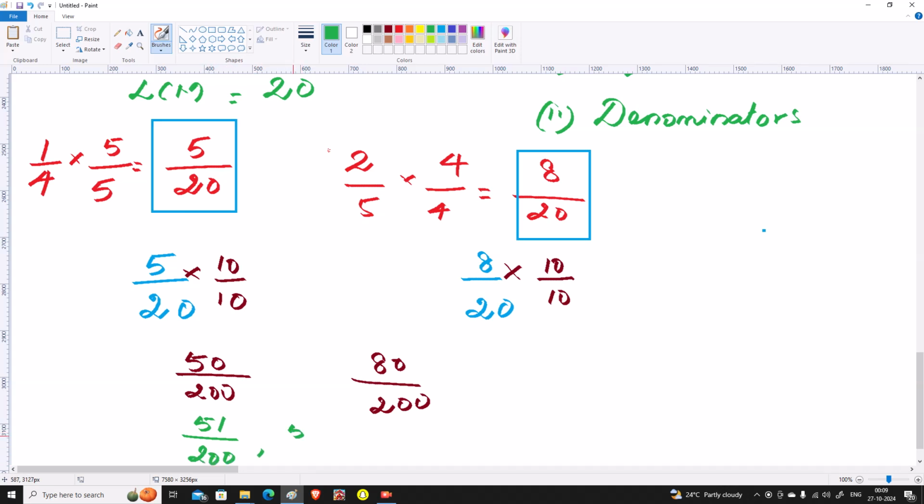So, the first number is 51 by 200, 52 by 200, 54 by 200, 55 by 200. Have I written 5 numbers? Yes. It's not necessary you have to write only these numbers. Within this limit, you can write any numbers.